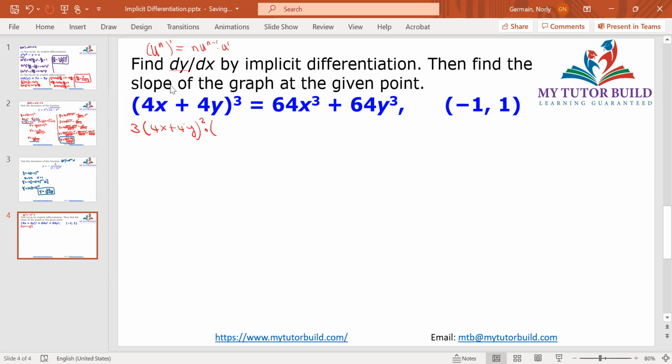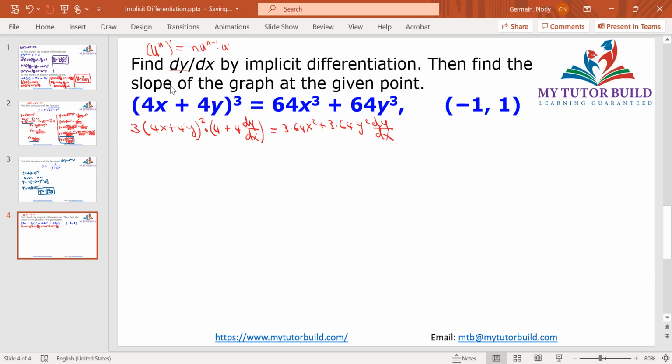The derivative of the inside, remember, we're taking the implicit differentiation. That means we take the derivative with respect to x, and we take the derivative of y with respect to x. So we have 4 when we take the derivative of x, and we have 4 when we take the derivative of y. But when you take the derivative of y, you need to add the dy/dx. Now, on the other side, 3 times 64x squared plus 3 times 64y squared dy/dx.